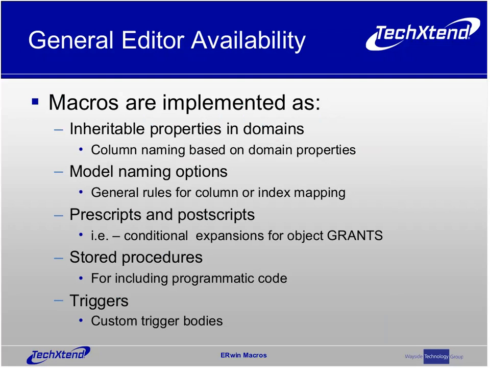So general editor availability, macros are implemented as inherited properties in domains. So for example, where would you actually use these? You could see your column names are based on domain properties. That doesn't necessarily just mean the string values themselves, but you can imagine creating a user-defined property. If you've ever thought in the past, I have an alternate table name that I create a UDP around, I wish I could have a name expand based on that. You actually can. Model naming options, like I mentioned before, you have general rules for columns and index mapping. We saw that in the previous screenshot at that model level. And then in prescripts and postscripts, you have the ability of creating recursive scripts that expand.